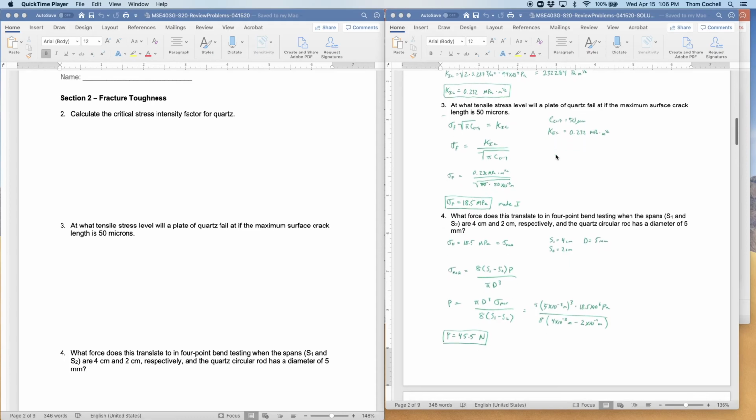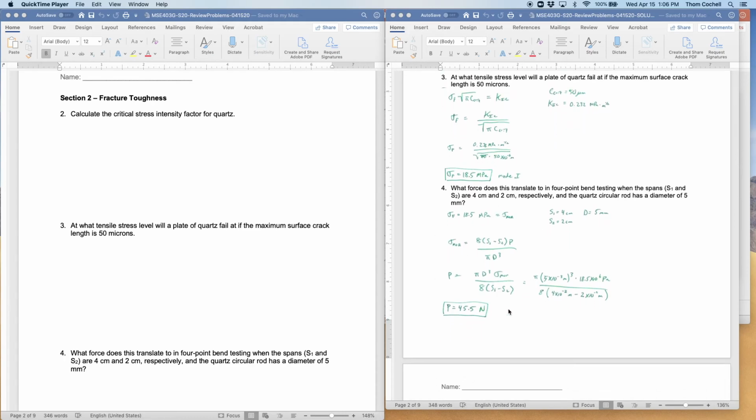All right. And then the last part, we talked about bend testing, and I gave you some expressions for the modulus of rupture. This also should look familiar from the lab, so you should be quite familiar with this. And so given that stress from above, and given the spans and the diameter, we can rearrange and solve for P, which is the load, which is what it's asking for. Load is the same thing as force here. So we get 45.5 newtons.